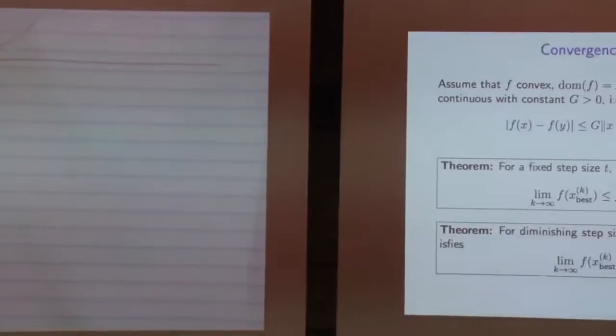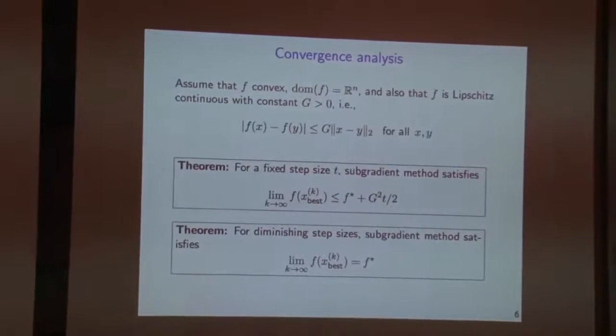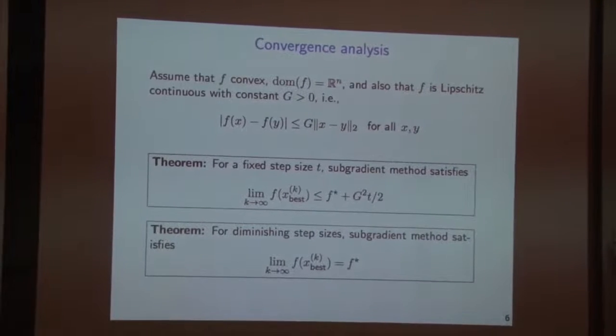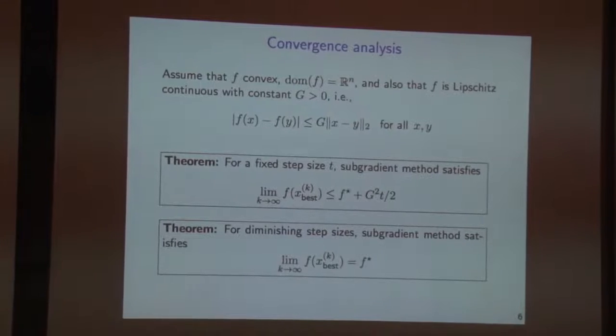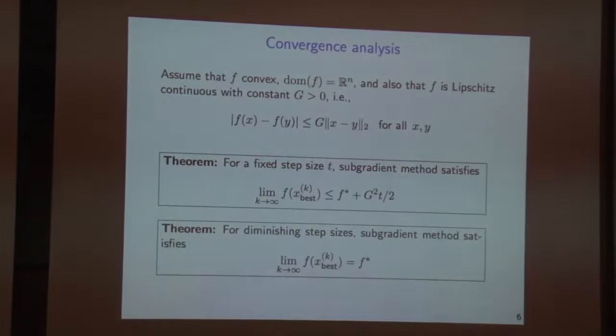So f is convex, its domain is all of R^n, and f is Lipschitz. Remember, in gradient descent, we assumed that the gradient of f was Lipschitz. Here we're actually assuming that the function itself is Lipschitz. It's a different assumption. We don't have a notion of a gradient in the subgradient method. So we're assuming the function itself is Lipschitz with a constant capital G. Remember, that means the difference between f at x and f at y is at most G times the distance between x and y. Then we have the following two results.